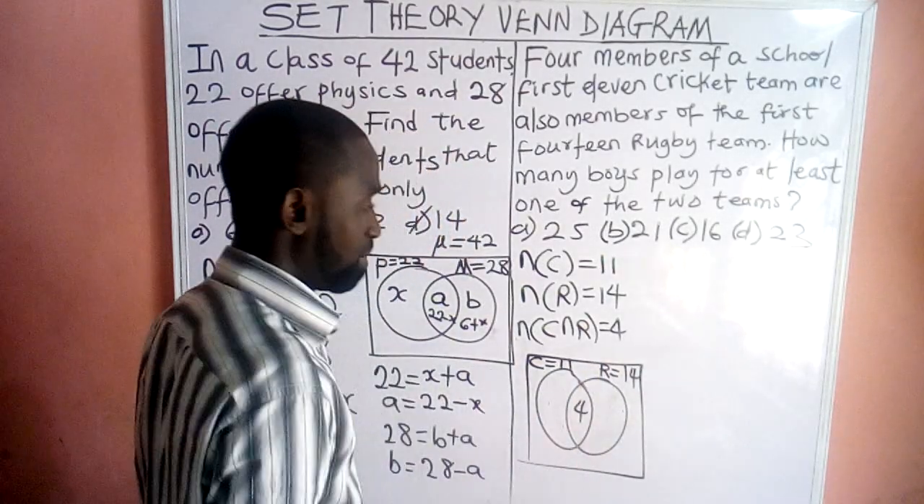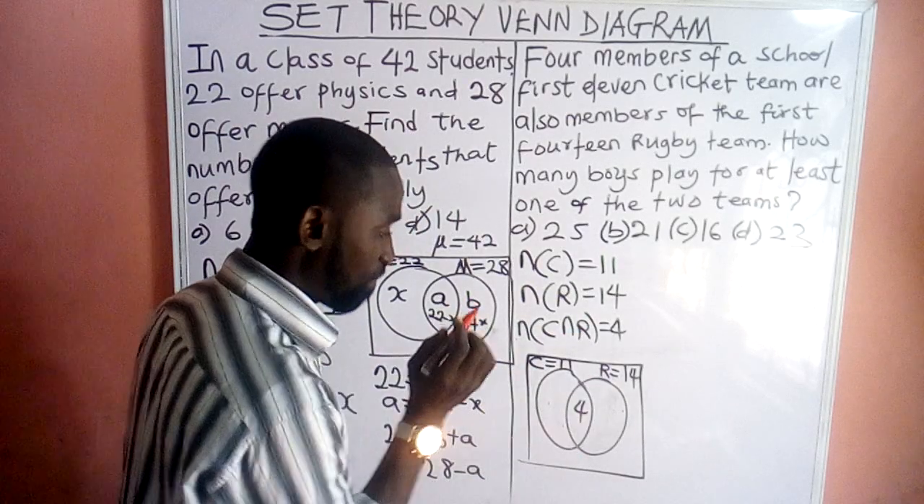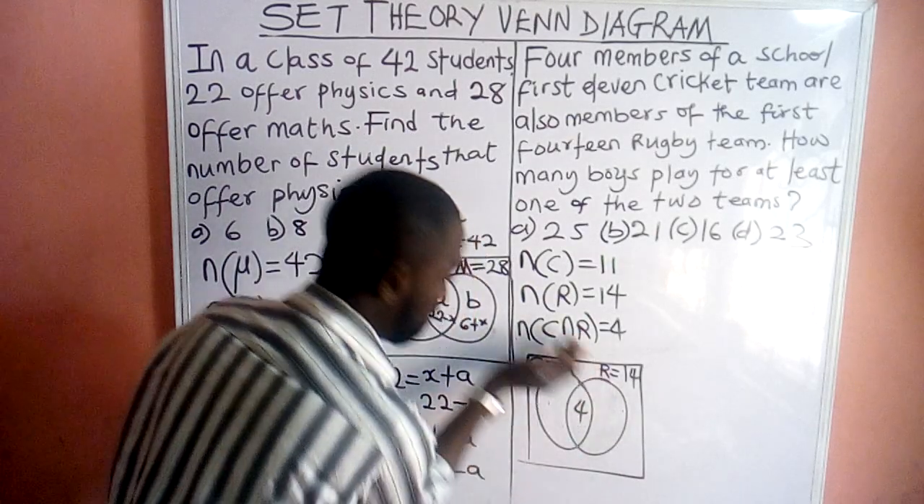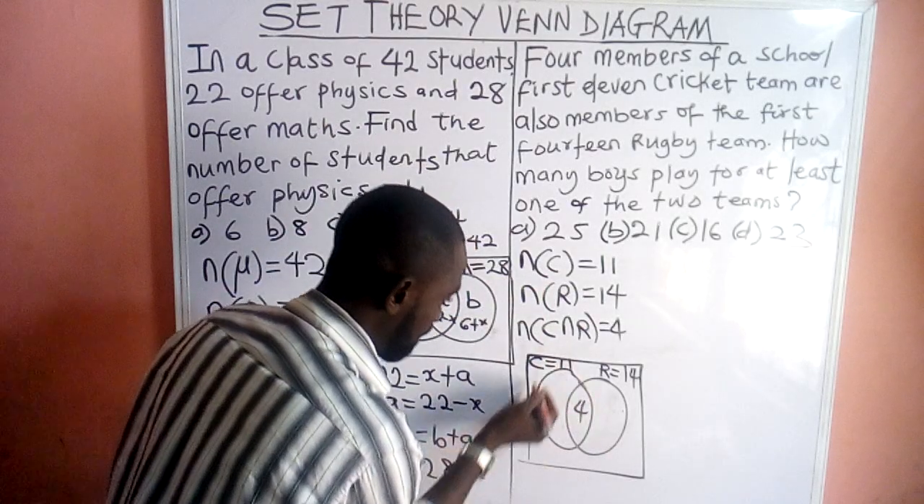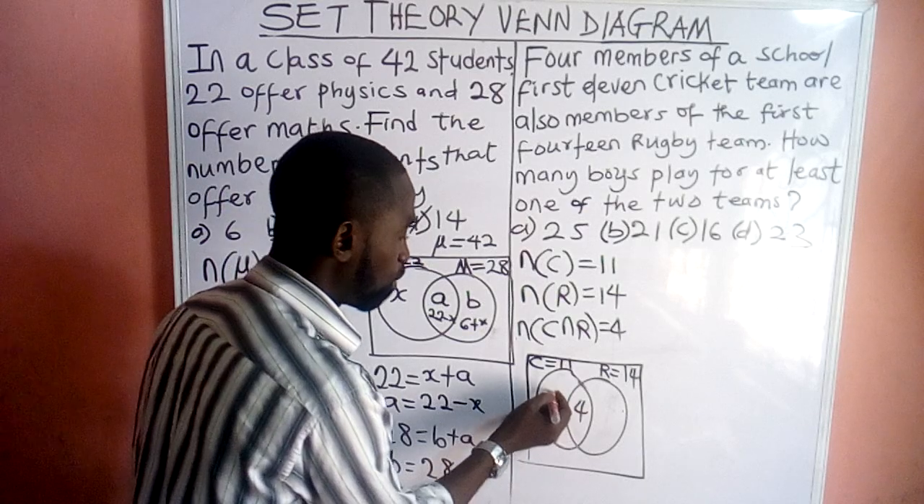We have 4, because cricket and rugby is 4. Class, look at this. Be careful here. Everything here is 11. So out of 11, 4 is out. What will be the remainder here? It will be 7.